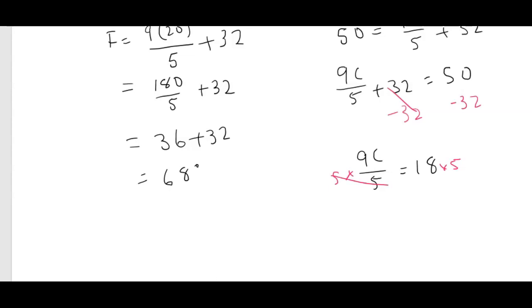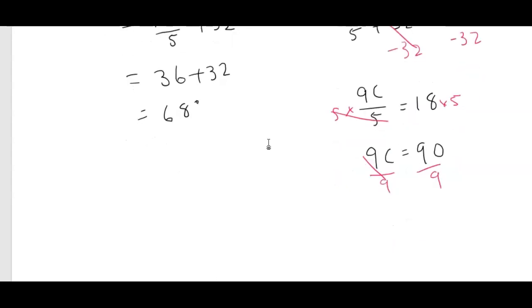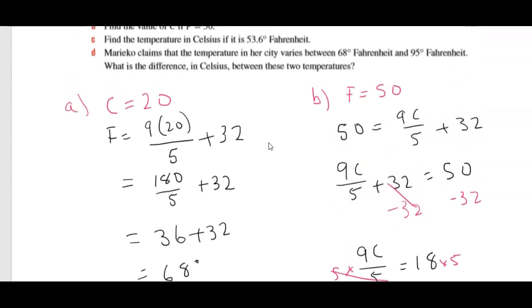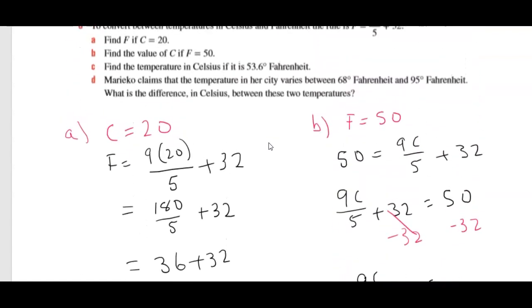So we're left with 9C equals 18 times 5, which is 90. And then divide both sides by 9. Nearly there. And your Celsius is 10, which is kind of what it feels like now. It's freezing. C equals 10. And you can put the degrees sign on. Okay, so when it is 50 degrees Fahrenheit, it is 10 degrees Celsius.